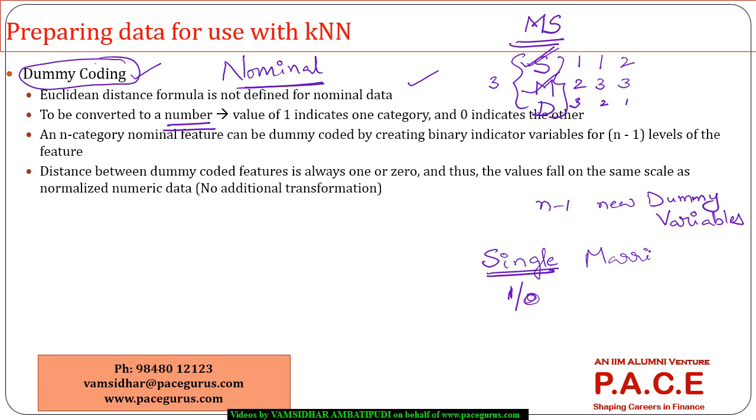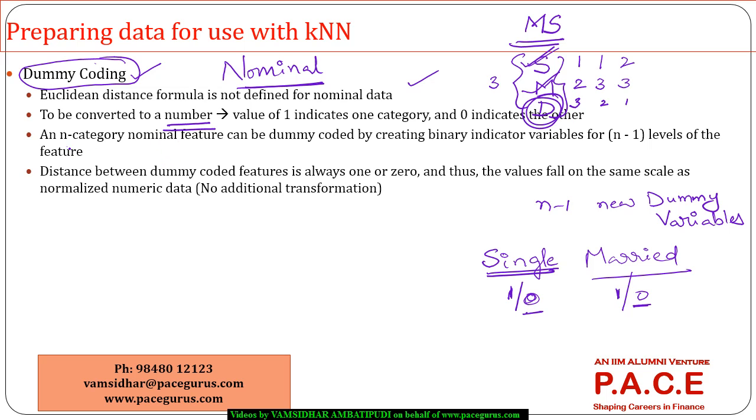Similarly, I'll create another variable called married. So if a person is married, the value is 1. If a person is not married, the value is 0. Now I don't need to create the third variable, because if single is 0 and married is 0, automatically it would be treated as part of divorced itself.